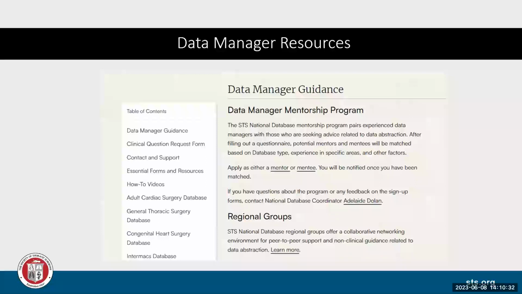Once you scroll down on this form, in this section, you're in the data manager resource section. Once you scroll down, you will see a table of contents, and it has basically how to ask a question, contact support, essential forms, how-to videos. You pretty much got everything you need that we're used to seeing in the old website. It just looks different, but pretty much all the content is still there.